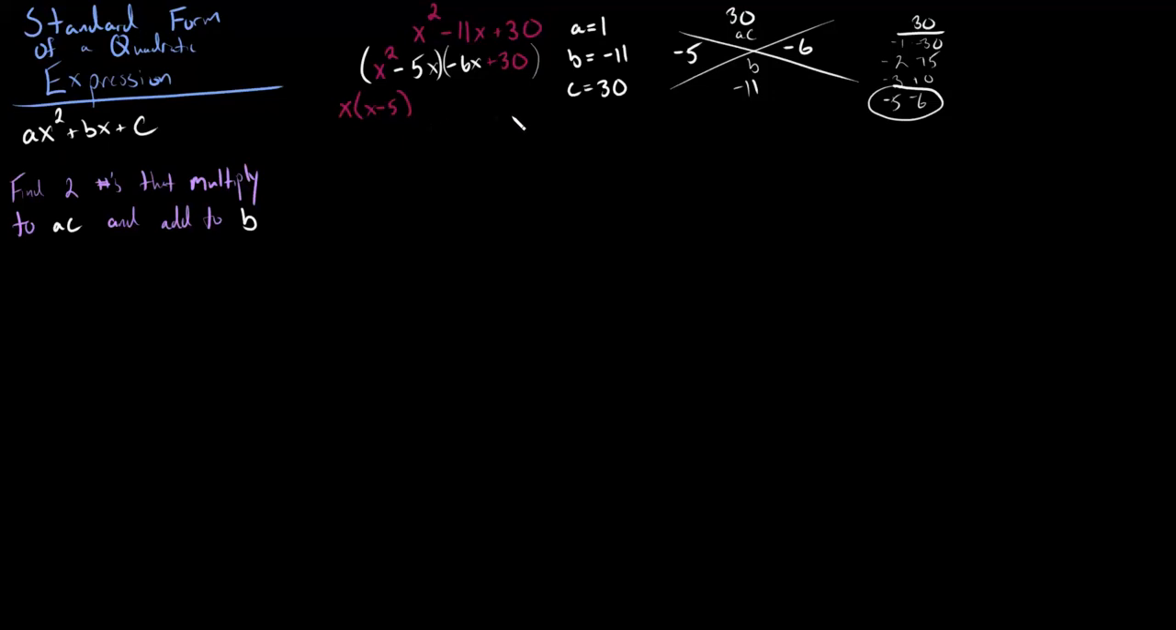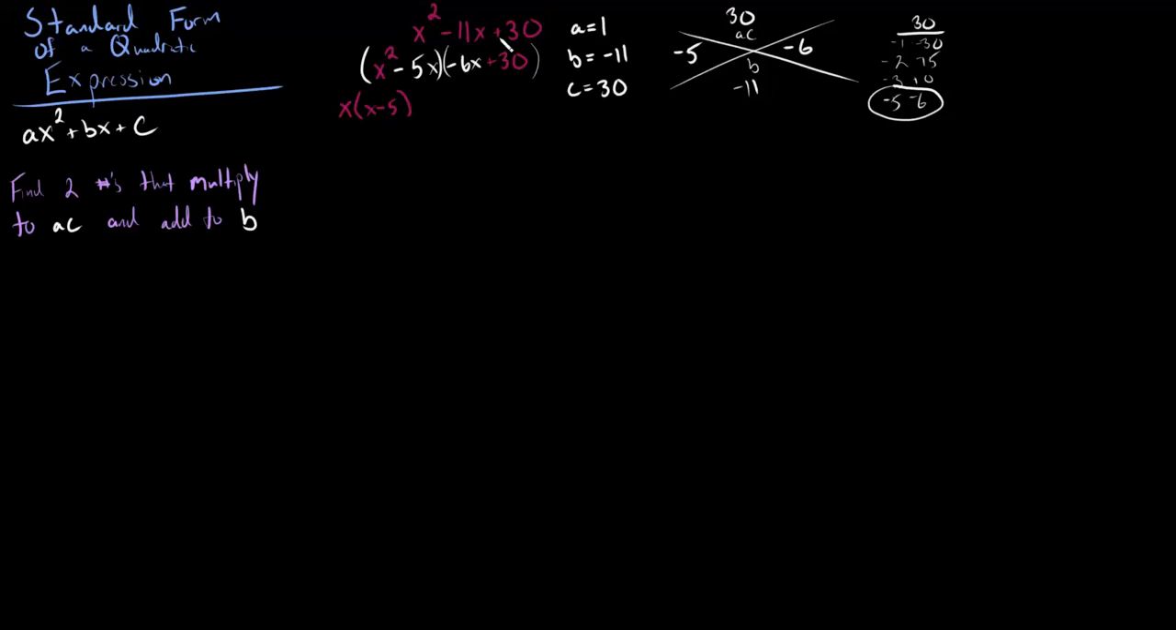x minus 5, okay? Now, if I look at my second group, I have negative 6x plus 30. One thing I do want to point out is that anytime you have a negative number leading, you are going to want to factor out a negative number, okay?